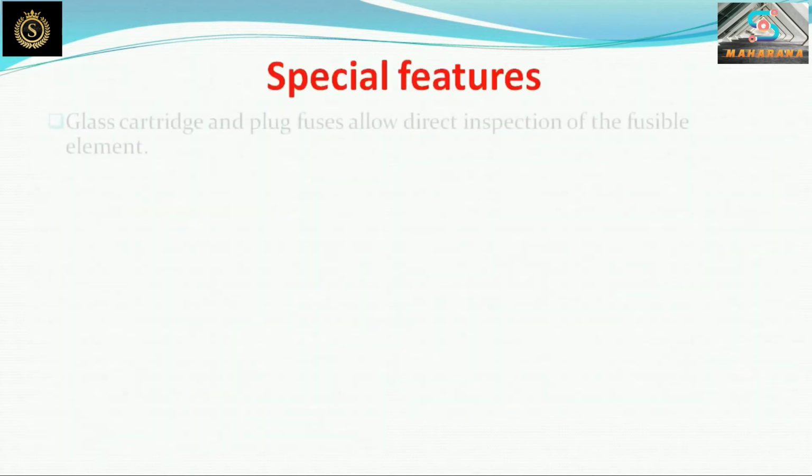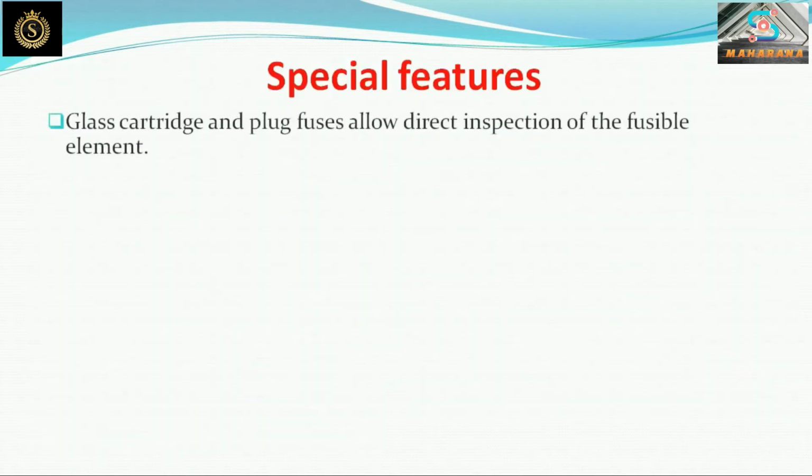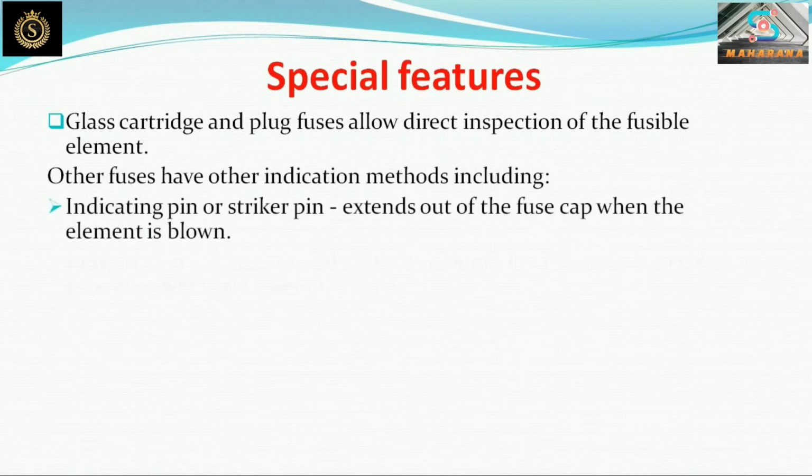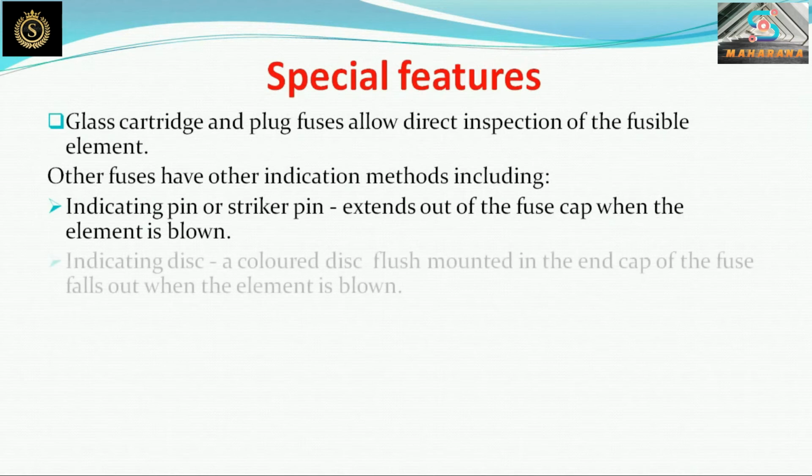Special features. Glass cartridge and plug fuses allow direct inspection of the fusible element. Other fuses have other indication methods including indicating pin or striker pin, which extends out of the fuse cap when the element is blown.